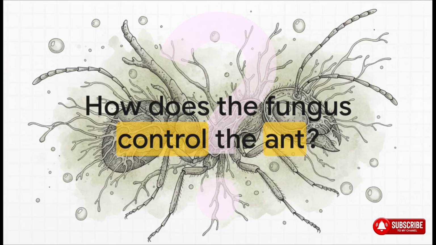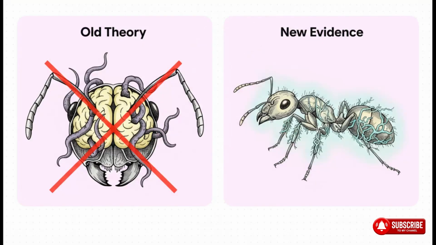Okay, so this brings us to the core mystery, the thing that stumped scientists for ages. How does this fungus actually achieve mind control? Did it just grow right into the ant's brain and start pulling the levers? The truth, it turns out, is somehow even weirder and more fascinating. For the longest time, everyone just assumed that's what happened. The fungus gets to the brain, takes over, end of story. But some incredible new research from Penn State, using 3D imaging and AI, blew that theory out of the water.